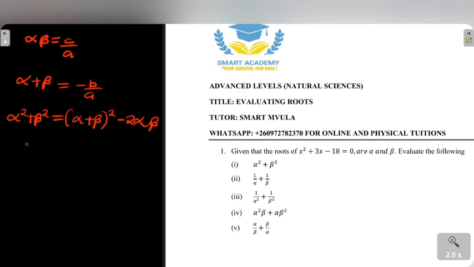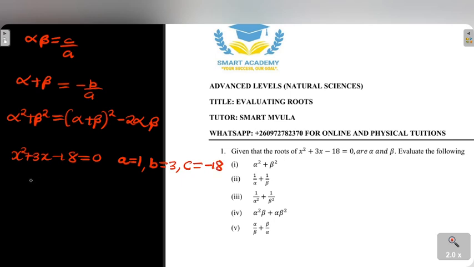So the quadratic equation that we have is x squared plus 3x minus 18 equal to 0. So from here we can identify a, which is the coefficient of x squared, which is 1. Then we can identify b, which is the coefficient of x, that is positive 3. Then we have our c, which is the constant, that's negative 18.